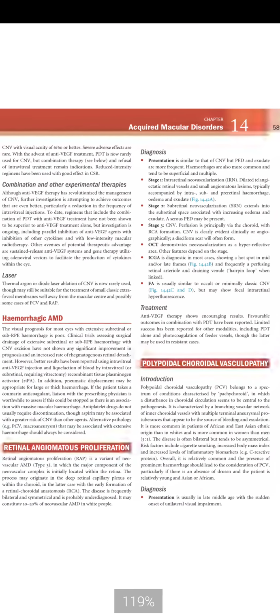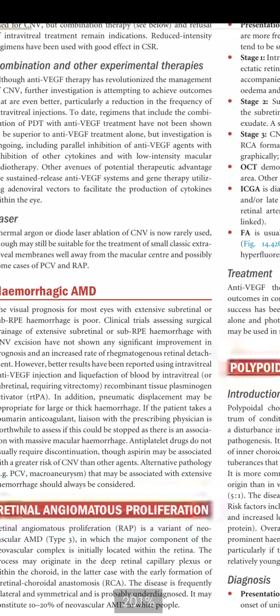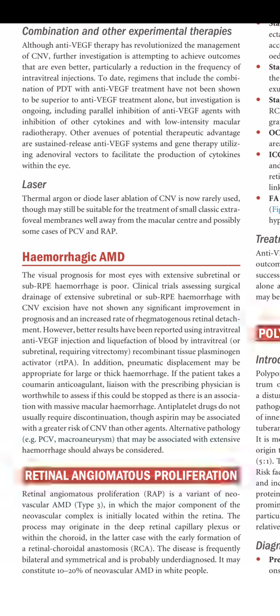So welcome to the Kanski lecture series, and this is going to be the acquired macular disease part 7, and in this part we are going to discuss retinal angiomatous proliferation.